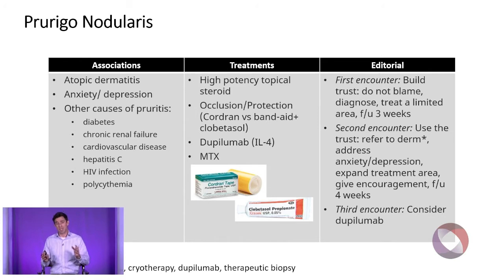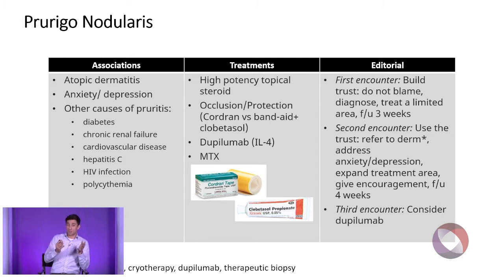In summary, what is it? It's basically when they have itchy skin, they're scratching it, and all of the lesions are secondary. They're not primary. So there are different things that could cause pruritus, like cirrhosis of the liver. That's less common. Typically it's atopic dermatitis, but also anxiety and depression. There's a 50% overlap with atopic dermatitis, and even higher with anxiety and depression.